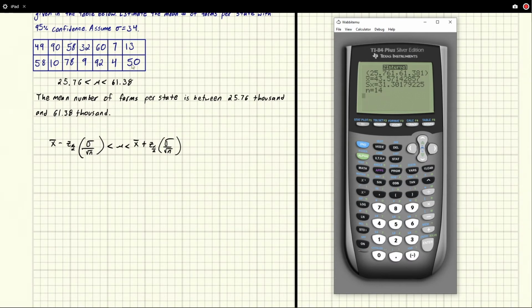So we're going to have to take the mean of all these things. And to do that, we just add them all and divide by the number of numbers. So you could do that. So you could add all these numbers up and divide by 14.